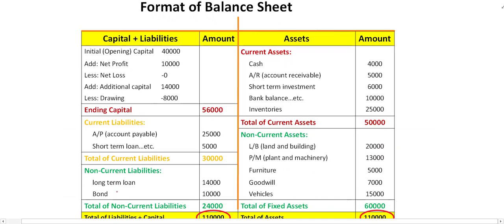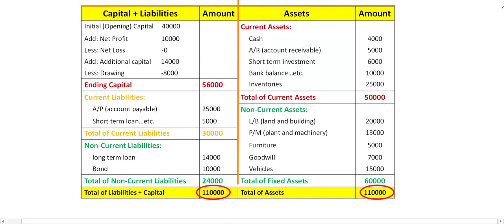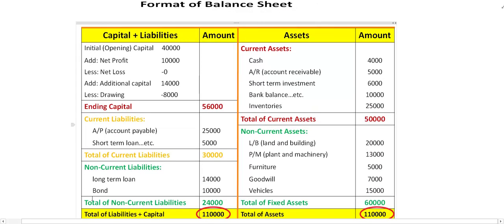This is a simple format of a balance sheet. As I said before, from the middle it is divided into two parts. One side is capital plus liability, with one column for that and the next column for the amount. On the other side also, we have two columns, one column for assets and one column for the amount. So basically we have four columns, but it is divided into two parts from the middle: two columns on the left side and two columns on the right side, right?